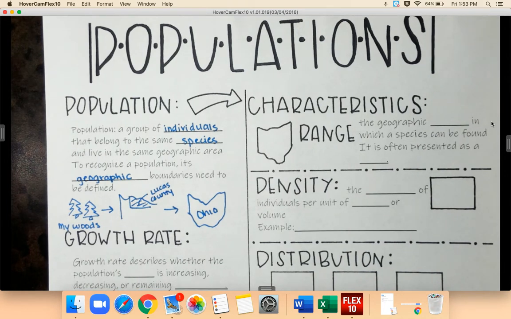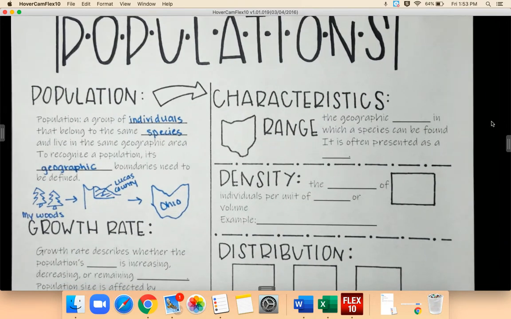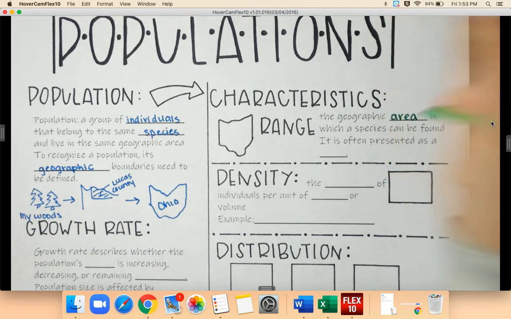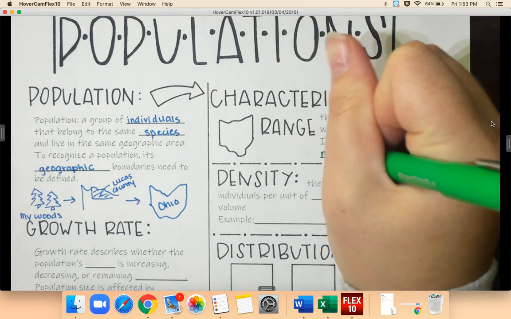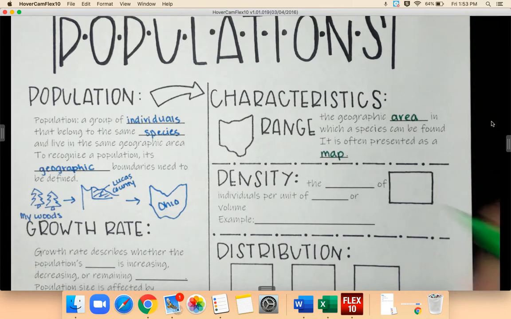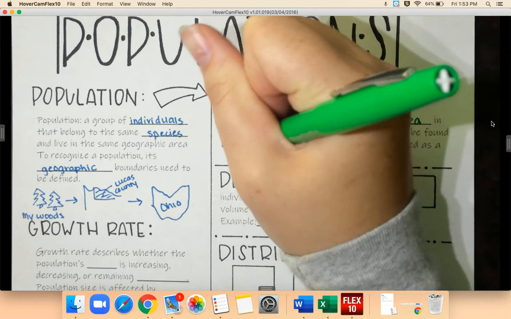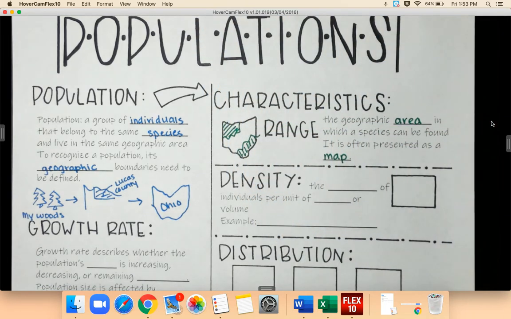So let's move on to some characteristics. The first characteristic of a population is its range. The range is a geographic area in which a species can be found. It's often presented on a map. So if we're talking about some organism, maybe that species is found in the Northwest and in the Southeast. We just show where that species can be found.